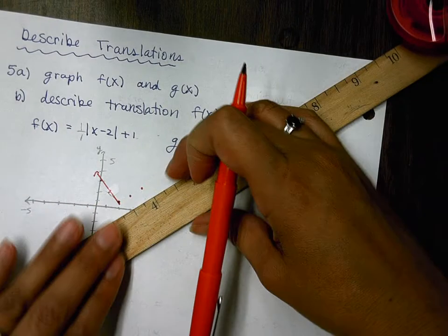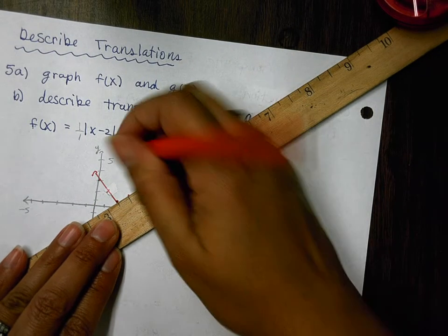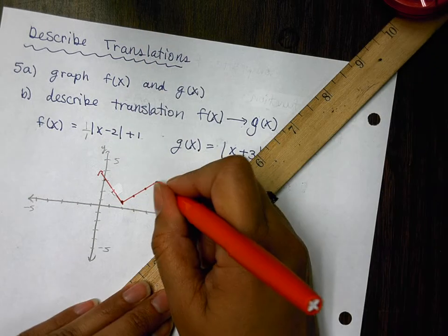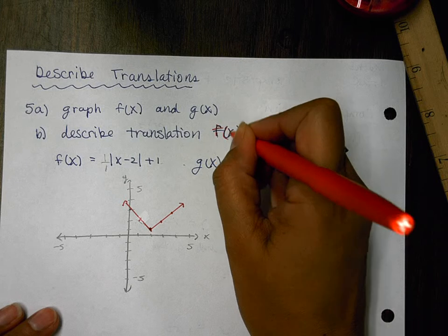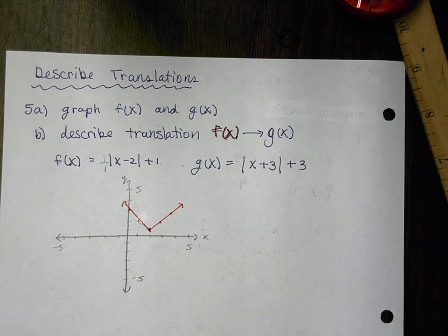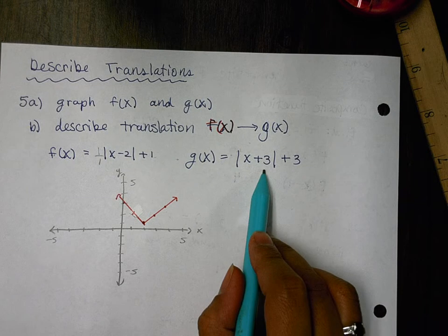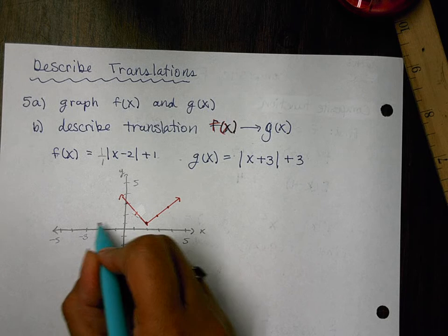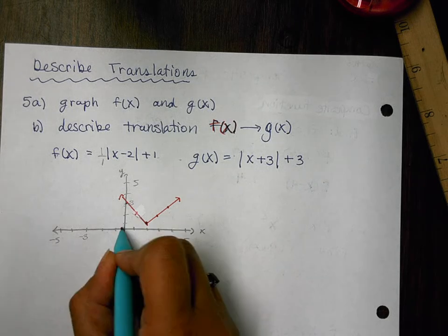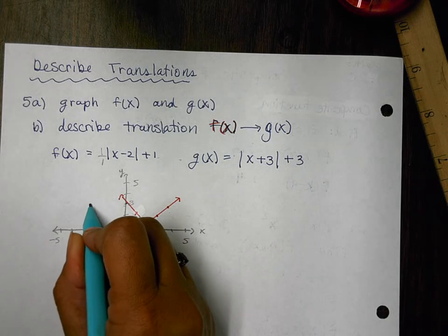All right, next one, we are going to do our translation as well, and I'll do that one in pencil. Again, I did this one in red. And the next one I'm doing in pencil, and that is left 3, up 3. 1, 2, left 3, up 1, 2, 3. That's left 3, up 3.